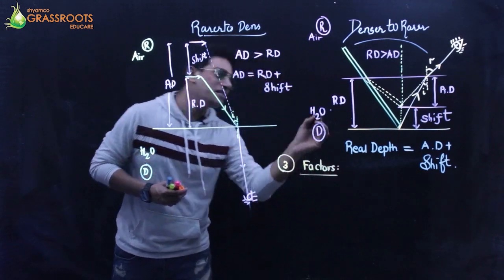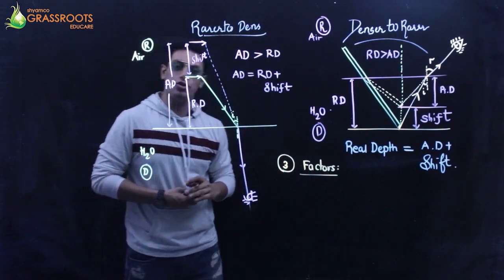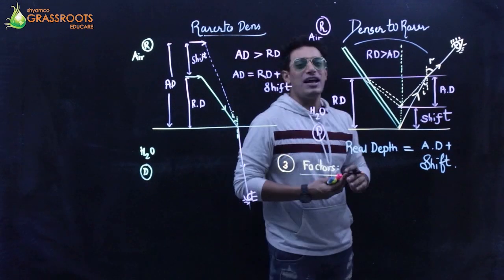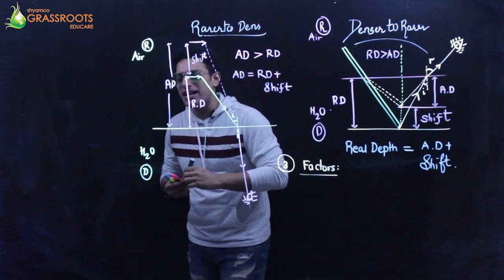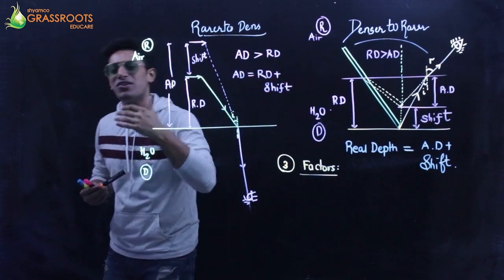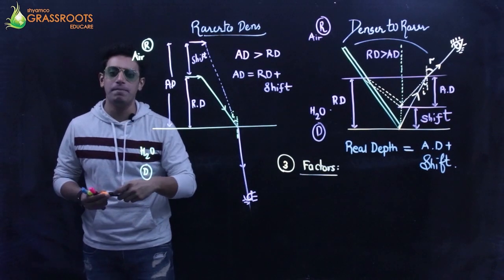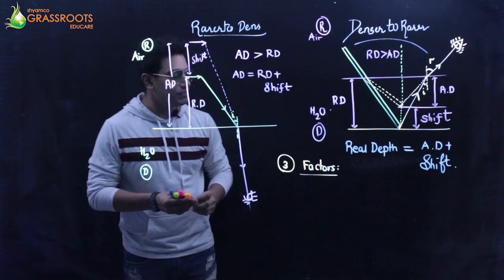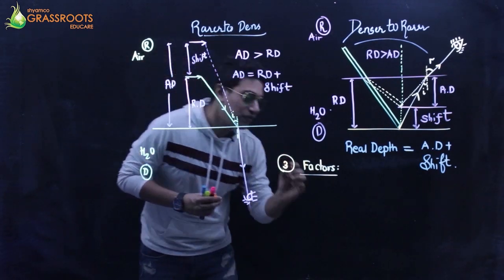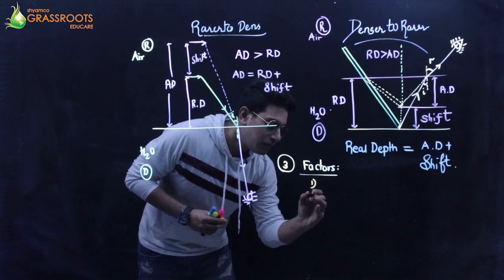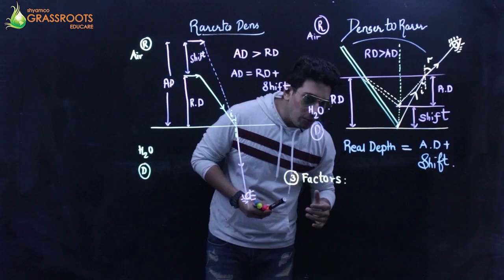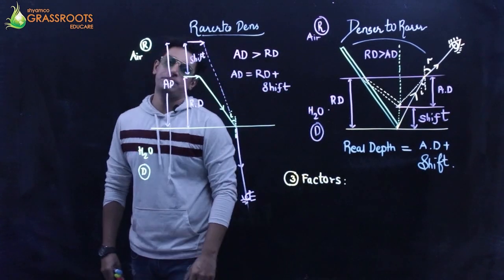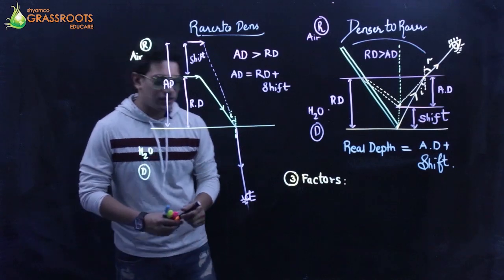And all these things are phenomena of refraction of light. So refraction happens when the ray of light enters from a rarer to denser or from a denser to rarer medium because of the bending, right? That's refraction for you all. Now, factors which affect the shift. Three factors affect the shift.